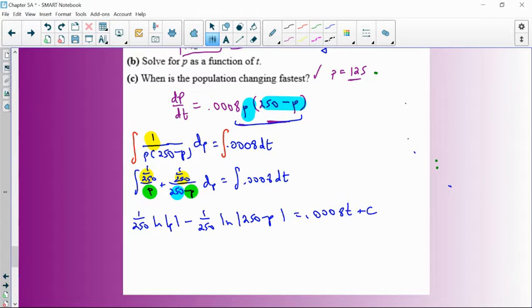Now, let's clear our fraction and put our logs together at the same time. So we have natural log of p divided by 250 minus p is equal to, and if you multiply the 250 across, you do have to take care of that. So now we're back to our 0.2t, but then we can just rename our constant a different constant.